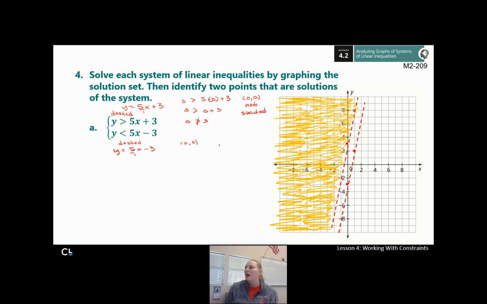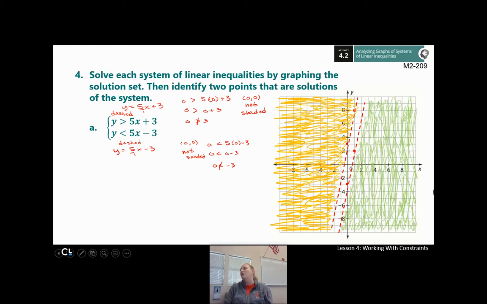So if I plug in a 0, is 0 less than 5 times 0 minus 3? We're going to find out. 5 times 0 is 0. 0 minus 3 is negative 3. 0 is not less than negative 3. So again, not shaded. Wow. 0, 0 is getting no love today. So here's my dashed line. 0, 0 is on this side, but that means I need to shade the other side. So I shaded the other side. Uh-oh.